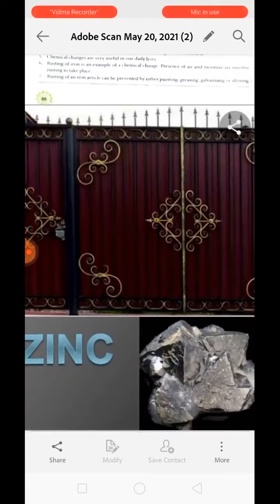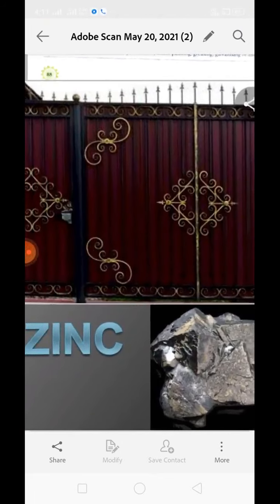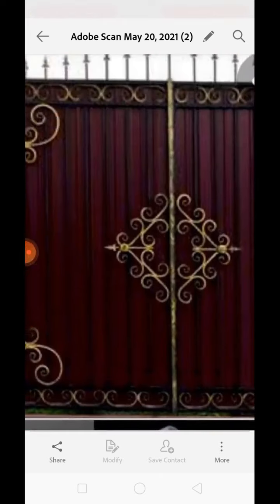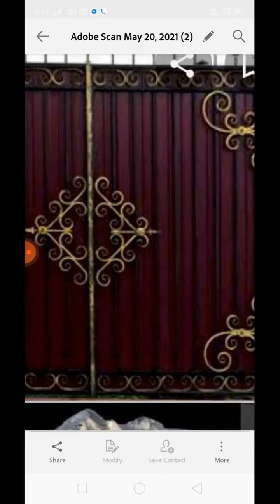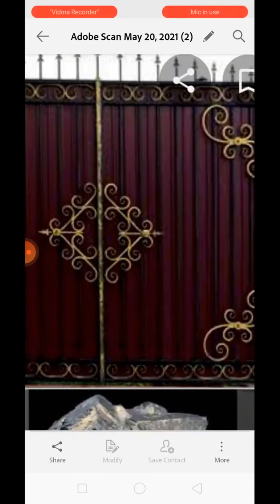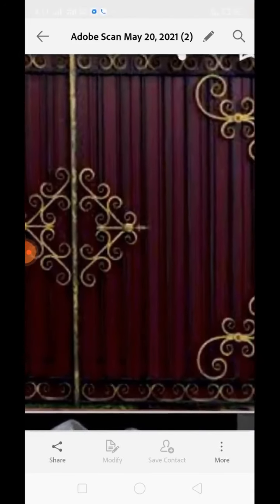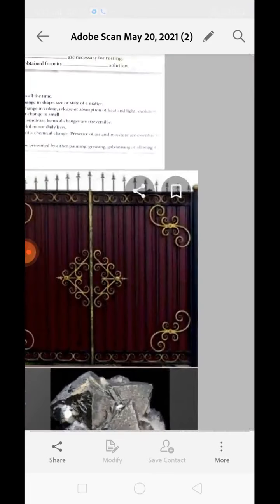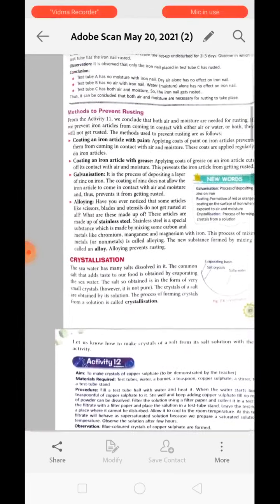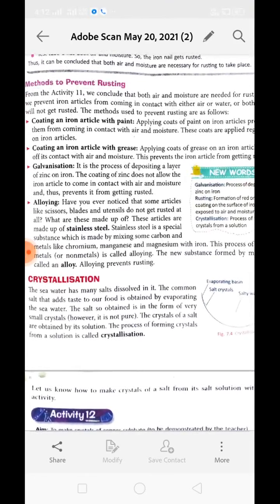See over here, you can clearly see this in this picture. This gate was made of iron, but now it is coated with a layer of paint. Because of the paint, the air or moisture is not coming in contact with the iron. Hence, the iron gate is prevented from rusting. You may have seen this in your own house. The grills of the window are made of iron, but we paint them to prevent rusting. Clear?